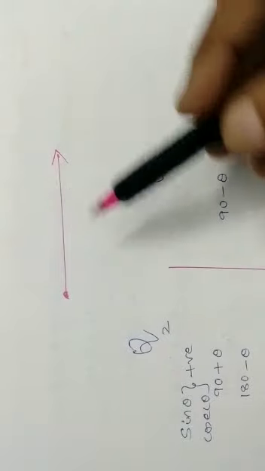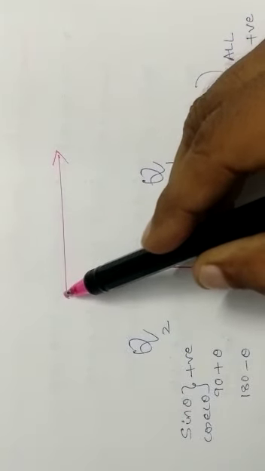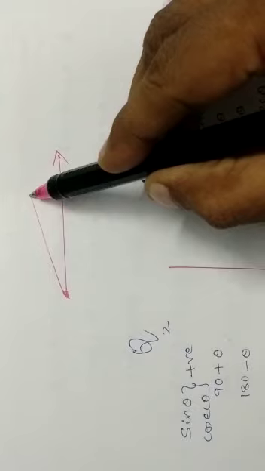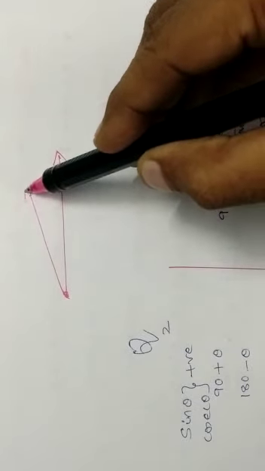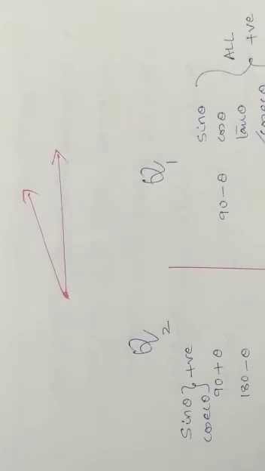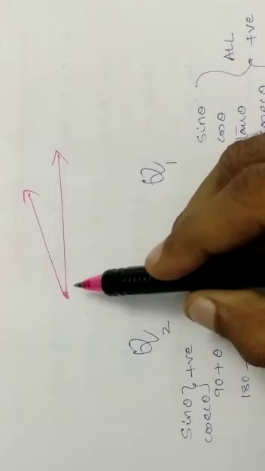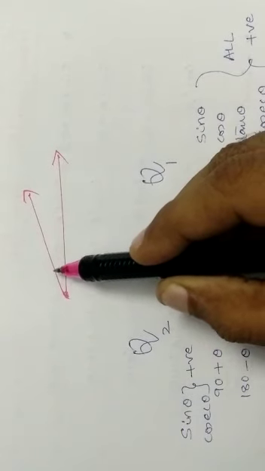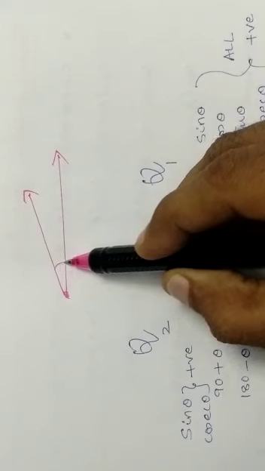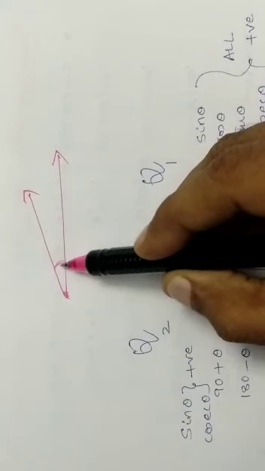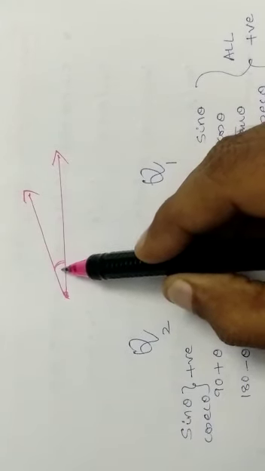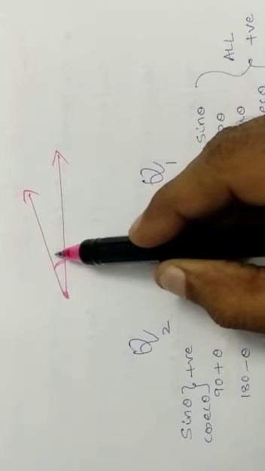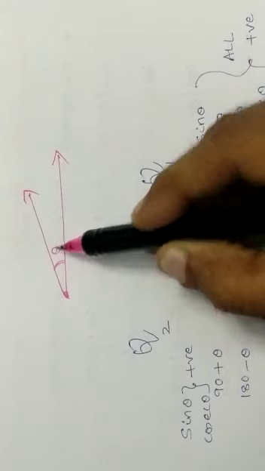suppose you have stopped rotating the second ray, which is called the terminal ray. Both have one endpoint common. The angle between these two, which you have measured in anti-clockwise direction, let it be theta.